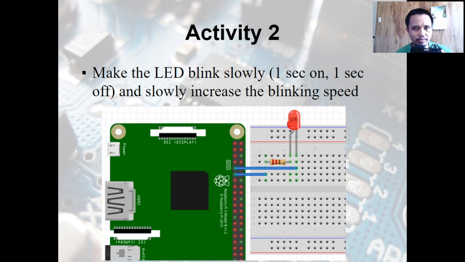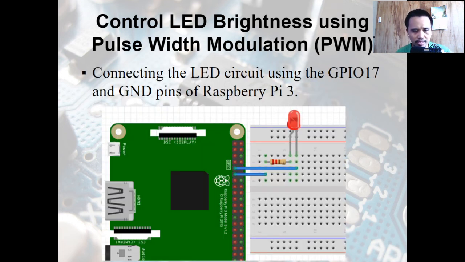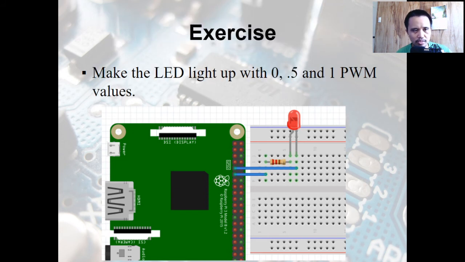And then on the second activity, we try to increase the blinking speed, from 1 second until eventually it will blink faster. And this is how we implement it using the PWM LED interface. So we can set a value in terms of a number like 0 to turn it off, 0.5 for half brightness, and 1 for full brightness. And then same thing, the same circuit. And then I gave you this exercise.